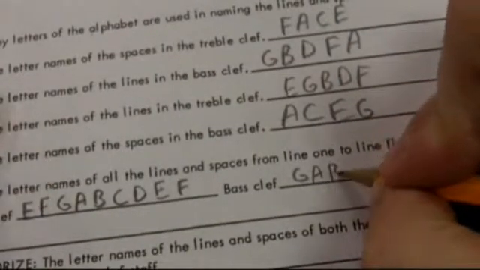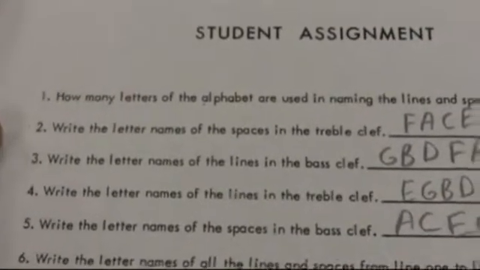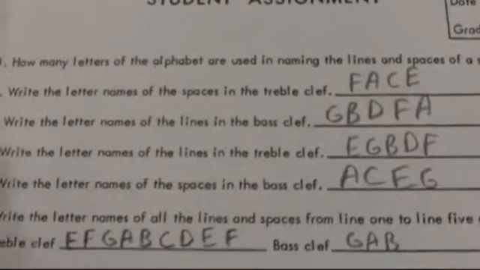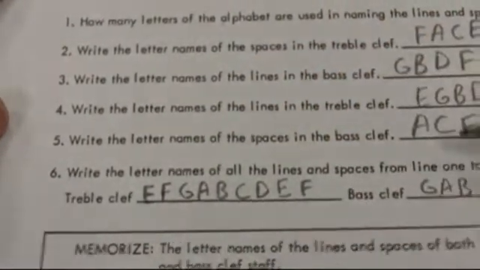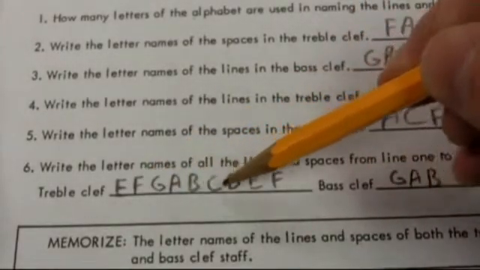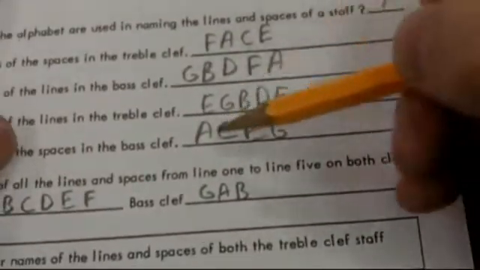Now, take a look here. The staff for the treble clef is no different than the staff for the bass clef. It's just that they have different clefs. So there's going to be the same amount of notes here in both clefs. So we've got 1, 2, 3, 4, 5, 6, 7, 8, 9. Alright, now if we go over here, we're going to need 9 notes.